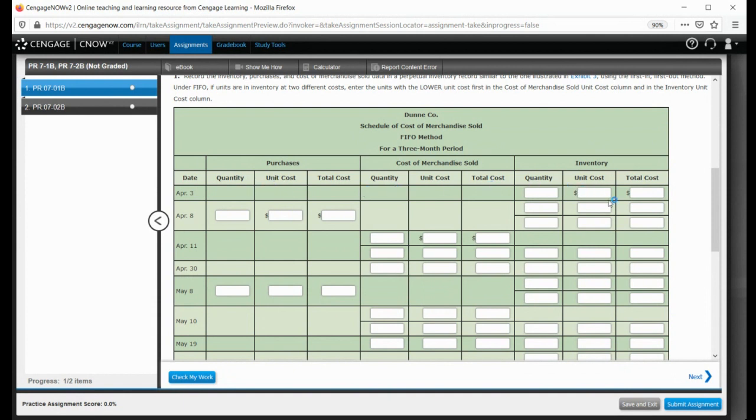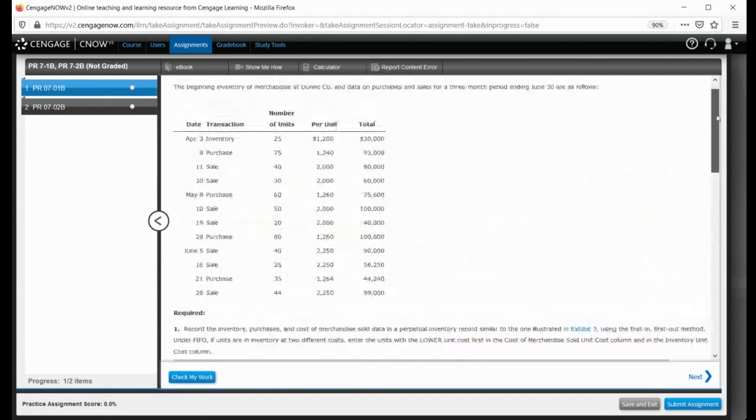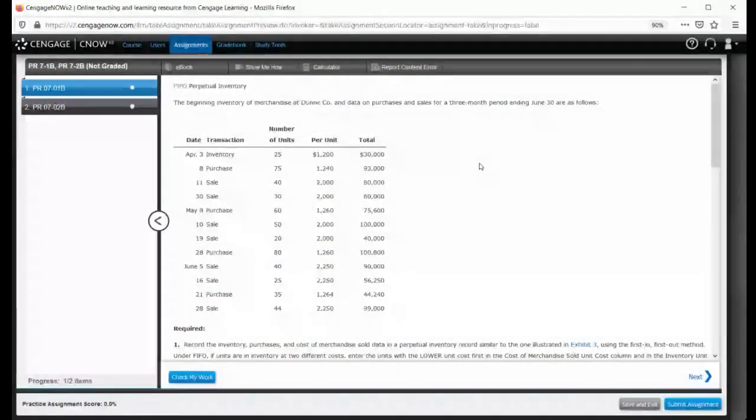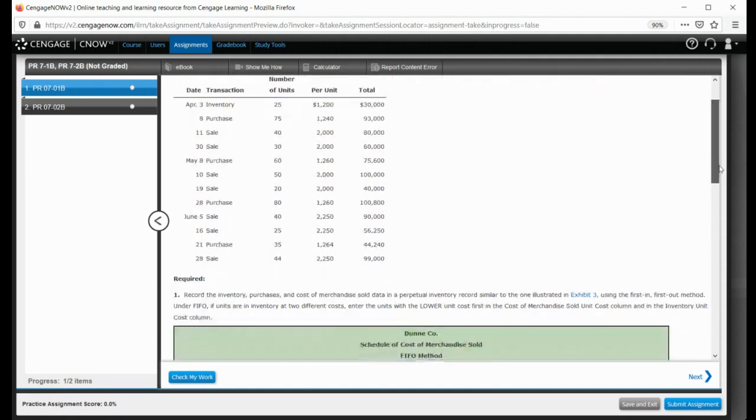So what we're going to be doing is recording information for each date that we have some information about the merchandise inventory. In the first portion of this, they had some beginning inventory in April. In the beginning inventory, they had 25 units that cost them $1,200 a piece for a total cost of $30,000.